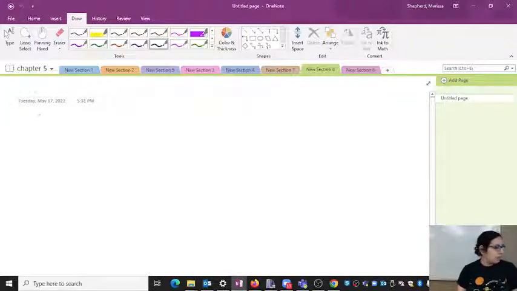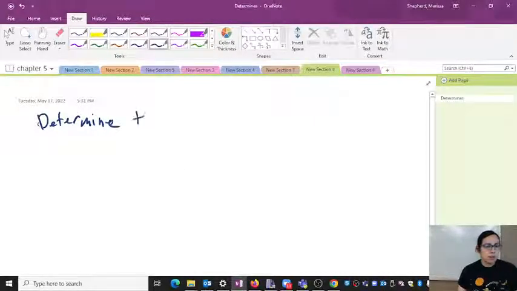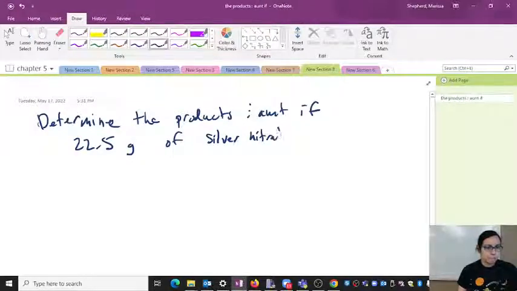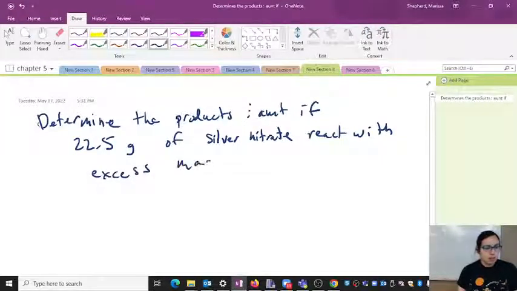So you could have something like this. Determine the products and amount if 22.5 grams of silver nitrate react with, we'll just say excess, magnesium bromide.